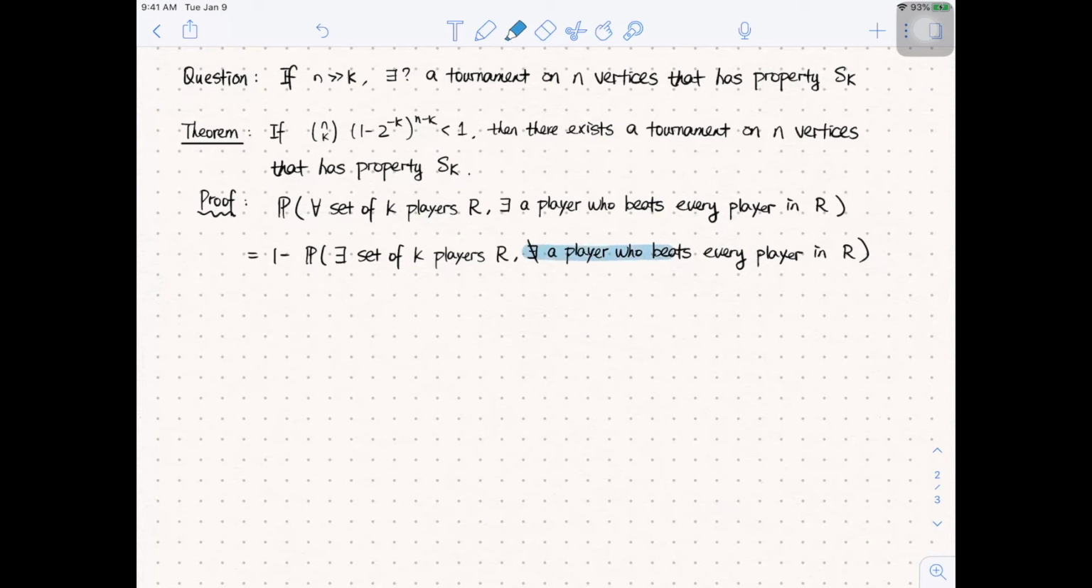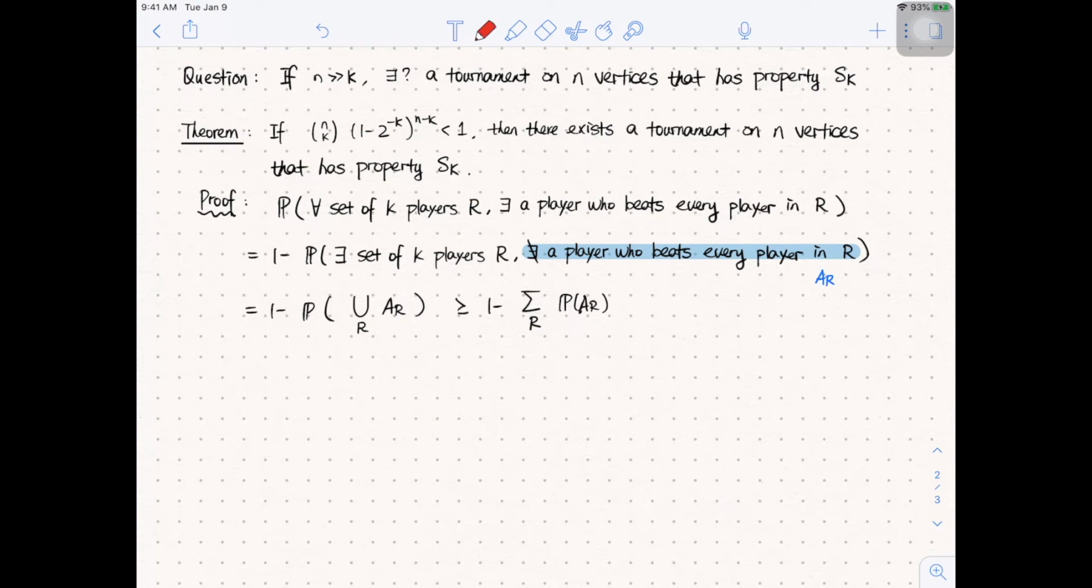Now let's call the event associated with a subset of players R event A_R. One can write this probability as a union of smaller events. When you take a union, you just need one of them to be true in order for the union to be true. And this is exactly the same as it being enough for one such set of players R to exist. So now again, we can use the union bound. And we know that this quantity is greater than or equal to 1 minus the sum of all these probabilities.